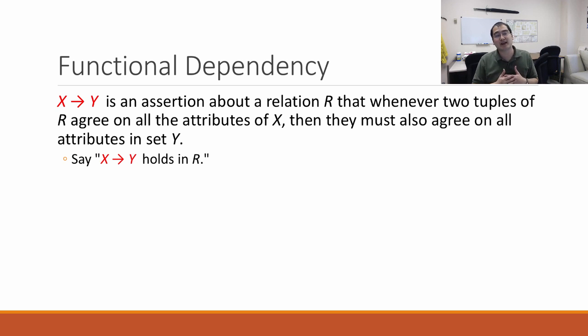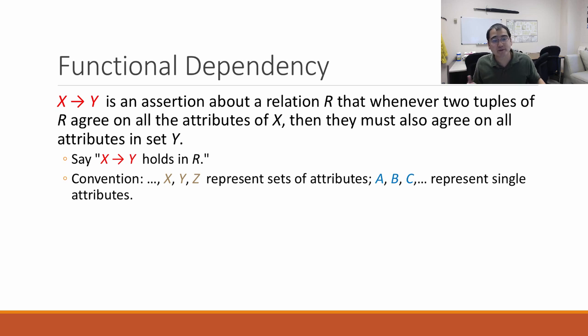And so we often say X functionally determines Y holds in R, and just by convention, X, Y, and Z represent sets of attributes, and A, B, and C represent single attributes. I won't really be hammering this home, but this is just in case you're trying to follow some of the notation that I'm doing here.